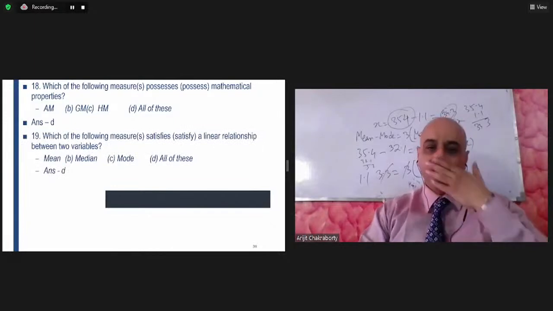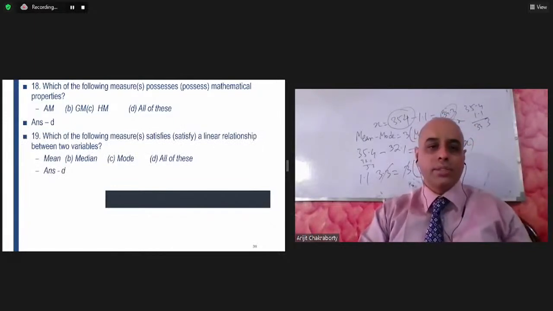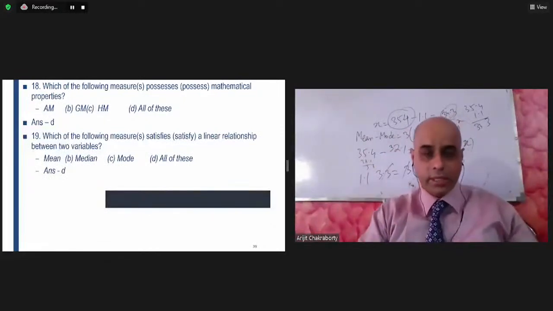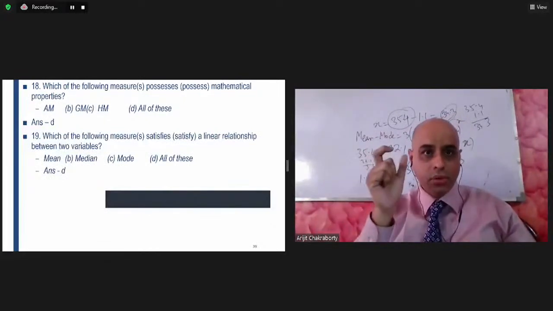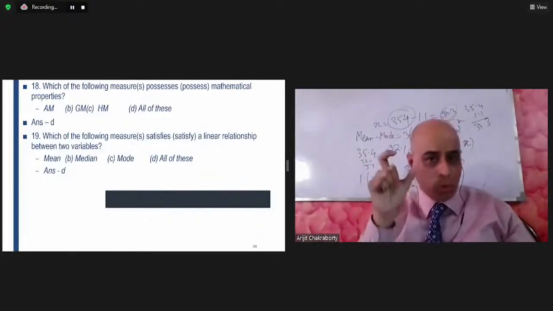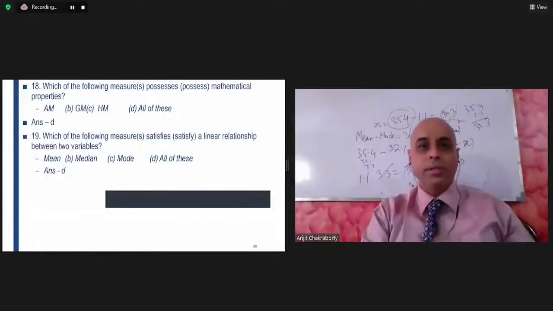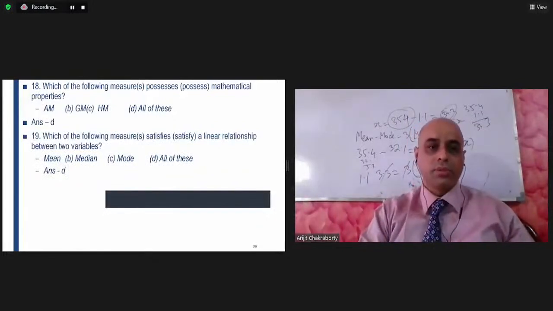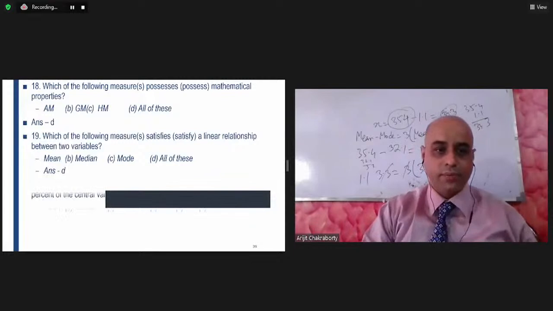Number 19, which of the following measures satisfies a linear relationship? Here also all of these, because y equals a plus bx. Please remember that if you know the median, mean, or mode of x, you can find the median, mean, and mode of y, and they have a linear relationship. So all of these have the same relation.